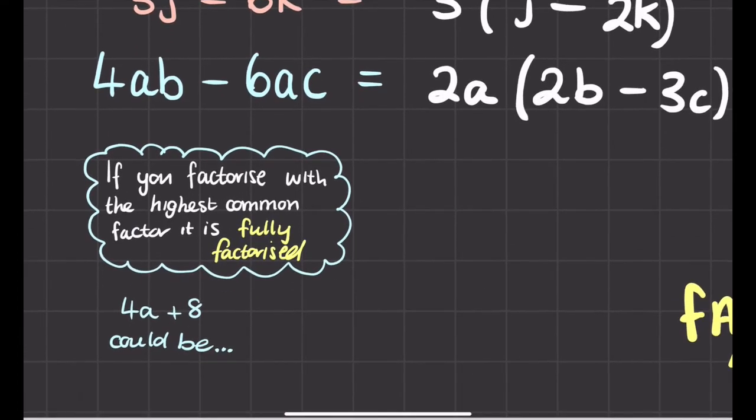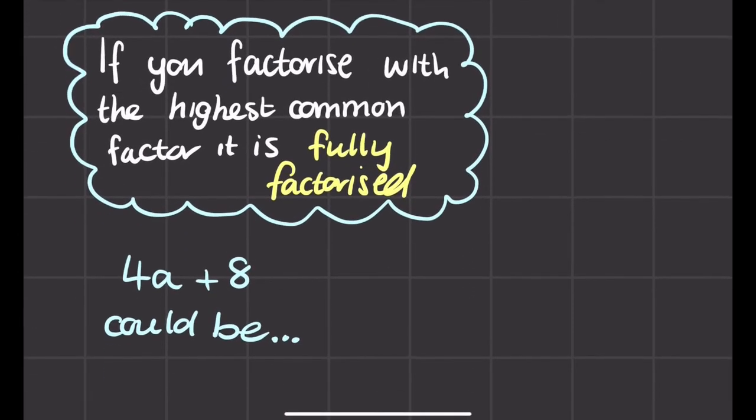Right, just a quick note on when you see factorise and fully factorise. If something's fully factorised, then you have the highest common factor. So for this one here, I could write it like this. I could say this is 2 multiplied by 2a plus 4. Now that is factorised. That is correct.